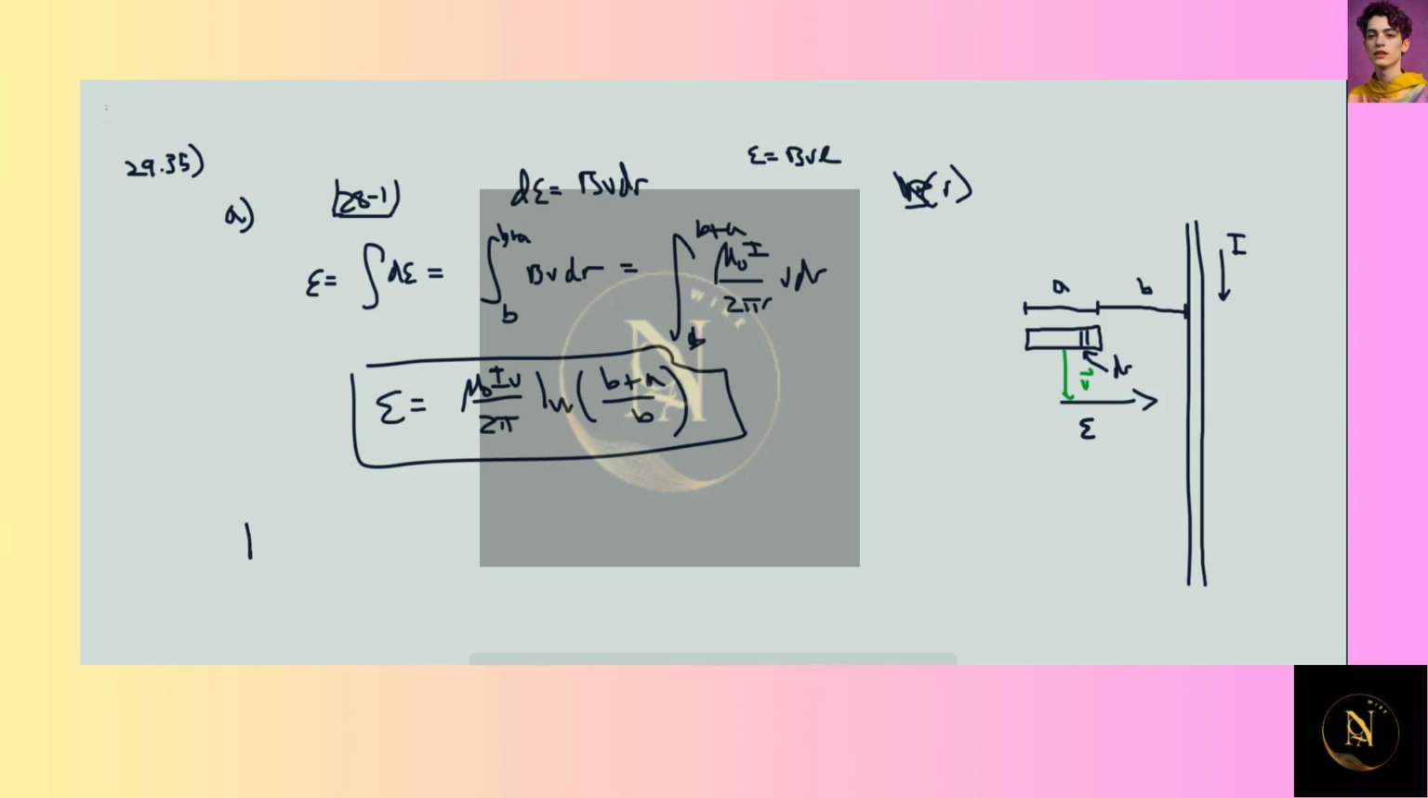Okay, so now for part B, we want to assume the velocity is going upwards, or the opposite direction of the current. So the only change is the direction of the EMF. The magnitude of the EMF remains the same, but it now points away from the wire instead. So same magnitude, points away.